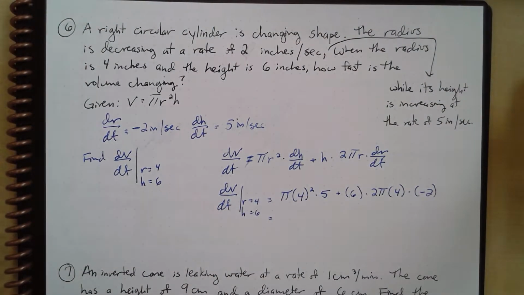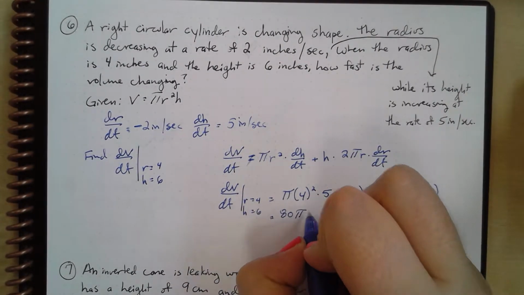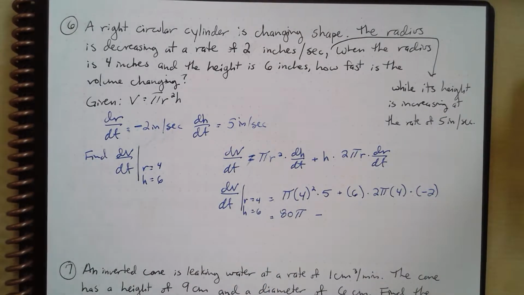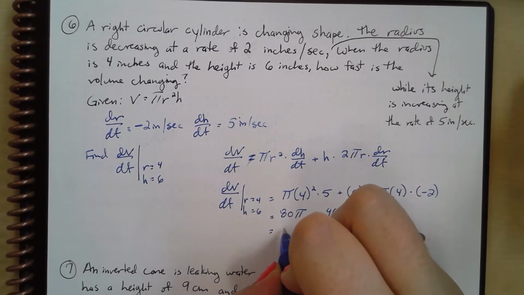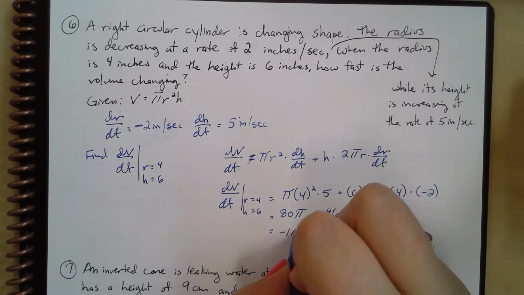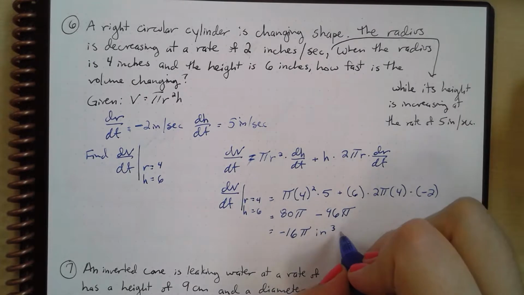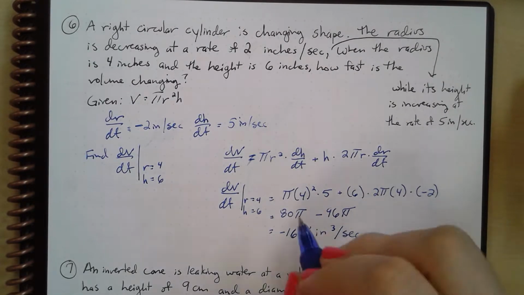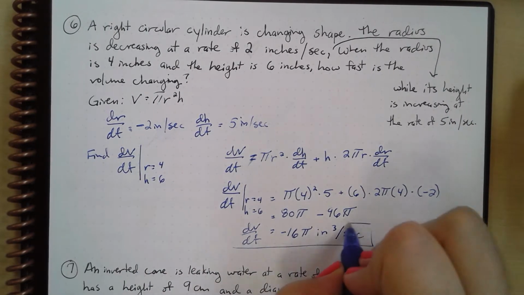So then we're going to have 16 times 5. 16 times 5 is 80. So we have 80 pi minus 2 times 4 times 2 times 6 is 96 pi. So it looks to me like we have a negative 16 pi inches cubed, because we're talking about volume here, per second. That's our dv over dt. That's kind of a fun problem.